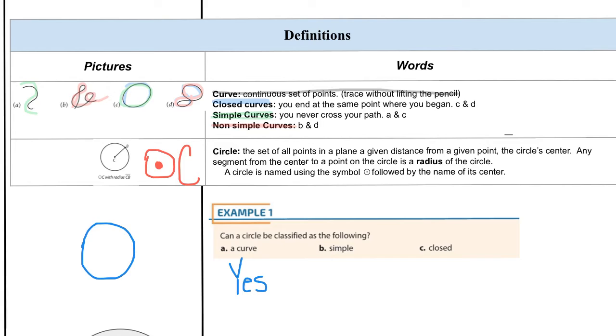Is it a simple curve where we never cross our own path? Yes. Hopefully, when you draw your circle, you start at one place, go around, and finish. Is it a closed curve? What we mean by closed is, like, A is not closed and B is not closed. So if we're looking up our example, closed curves have no open ends, right? Remember when we said that with closed curves? So yes, a circle is a closed curve.